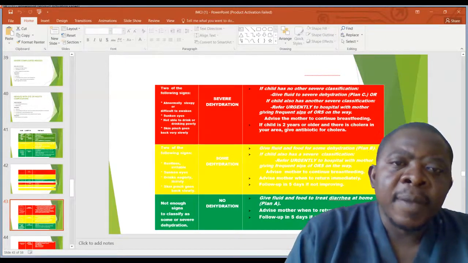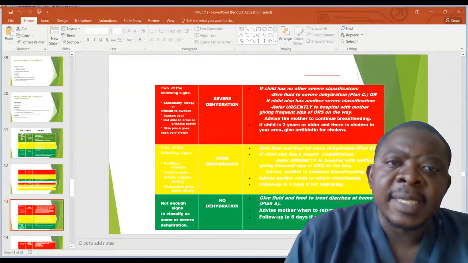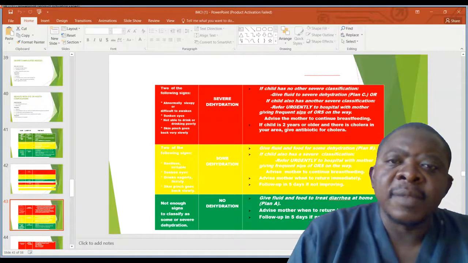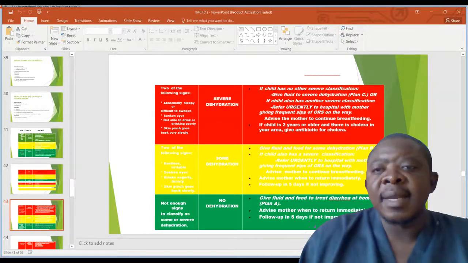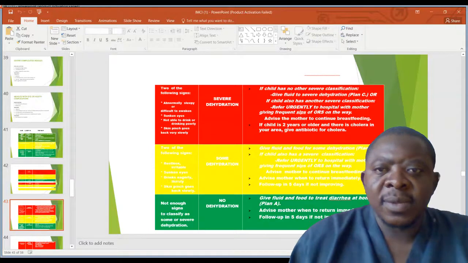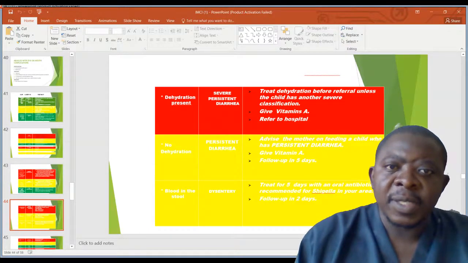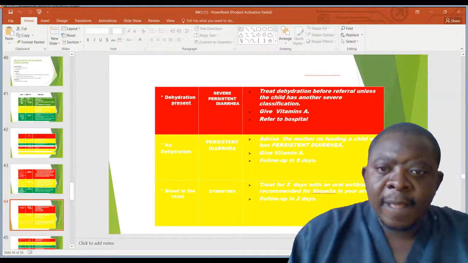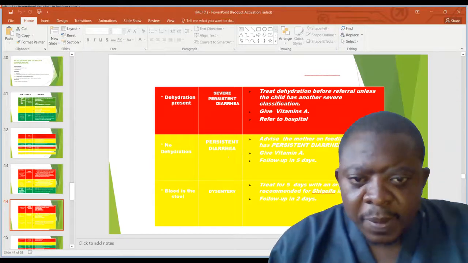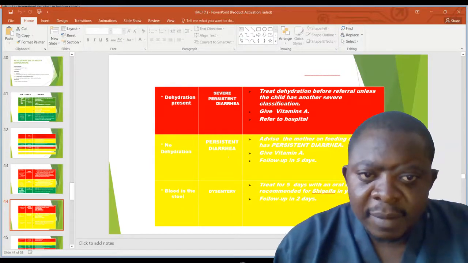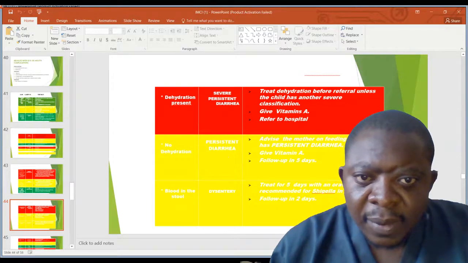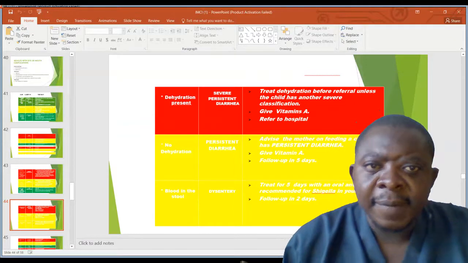Then for red, two of the following signs, that is normally sleepy, difficult to awaken, sunken eyes, not able to drink, or drinks poorly. So this will be severe dehydration. So we are going to treat accordingly, according to plan C. Okay, so that is how you manage. So about the other yellows, we have explained that there is a yellow for dysentery. Then there is also a yellow for no dehydration, but having persistent diarrhea.